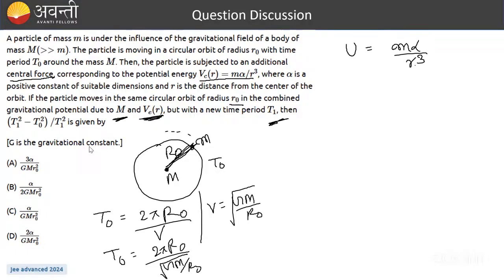तो T1 आप कैसे निकालोगे बताओ? T1 निकालने के लिए simply we will be writing 2 pi r naught. Here also this is r naught, right? So that length of trajectory is not changing. Divided by क्या लिखोगे? Velocity. So here, sorry, here velocity is going to change, because one more central force is acting here.